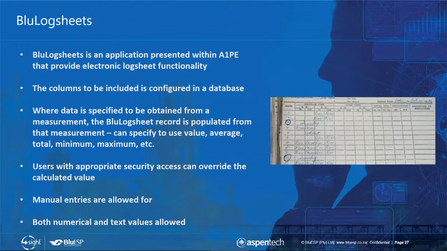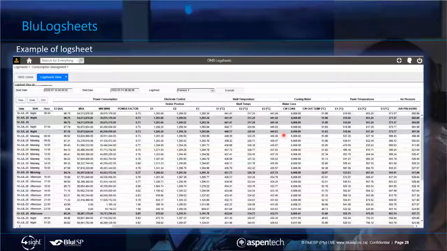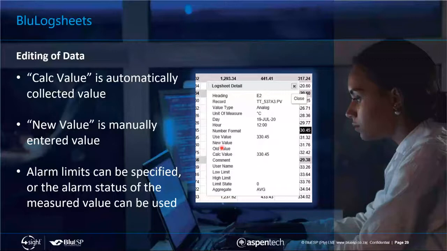We can select the start date and end date and the specific log sheet we want to look at. These will be the columns that we've configured. This one shows us the values for each hour and then aggregated in a specified way for each shift. And then if a value can be changed by the user, he can click on it and it will come up with this display. The calc value is the value that's been calculated automatically. If he enters a new value, the new value will be put there. The value that was currently there will be put in old value, and the used value will become the new value that is entered.